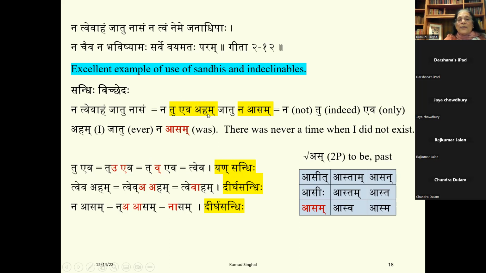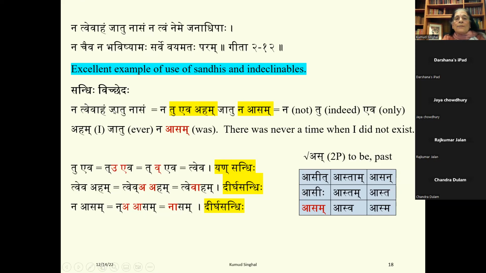Now tvaveva when combined with aham: tvaveva aham. Tvaveva ends in a, and aham begins with a. So there is a dirgha sandhi, and this will become a. Tvevaham, dirgha sandhi. Na asam: na is ending in a, and asam is beginning in a. So na and a becomes a, nasam. This is dirgha sandhi. So let's see what this means.